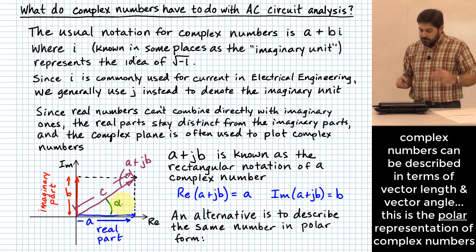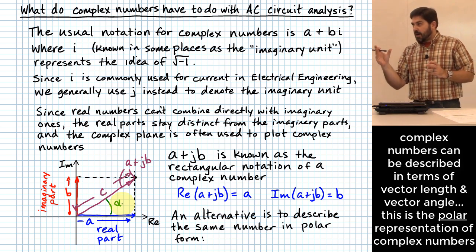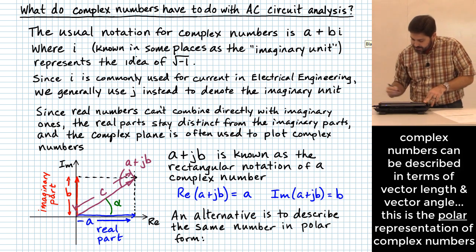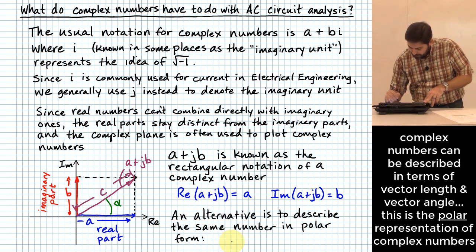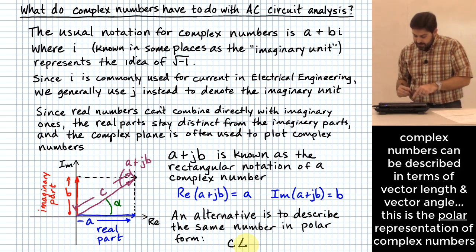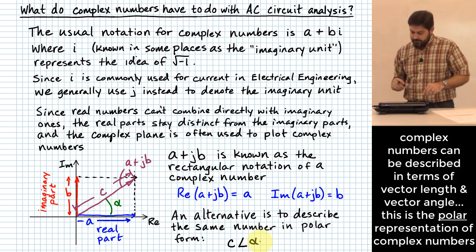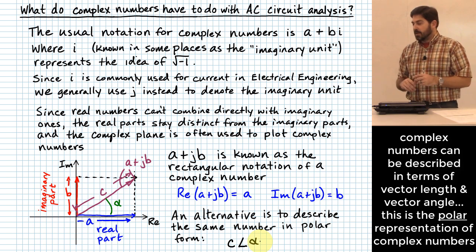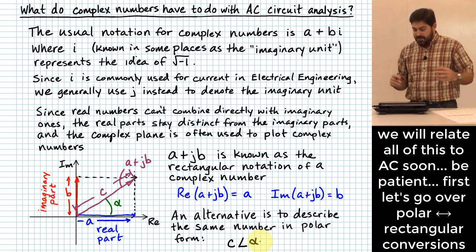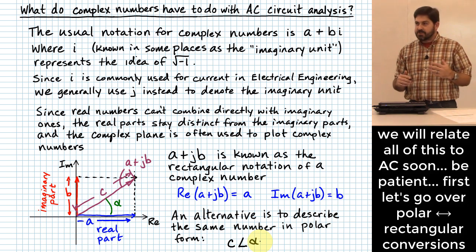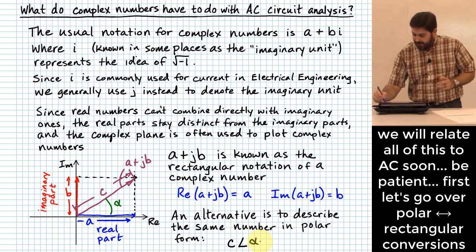If you define the length of the vector and you define the angle relative to the real axis, you can represent that same number in the form of C, and then a lot of times we use this little symbol of angle, C angle alpha. So these are two ways that we can represent a complex number. Now you might say, I still don't see what that has to do with AC. Let me try to go there now.